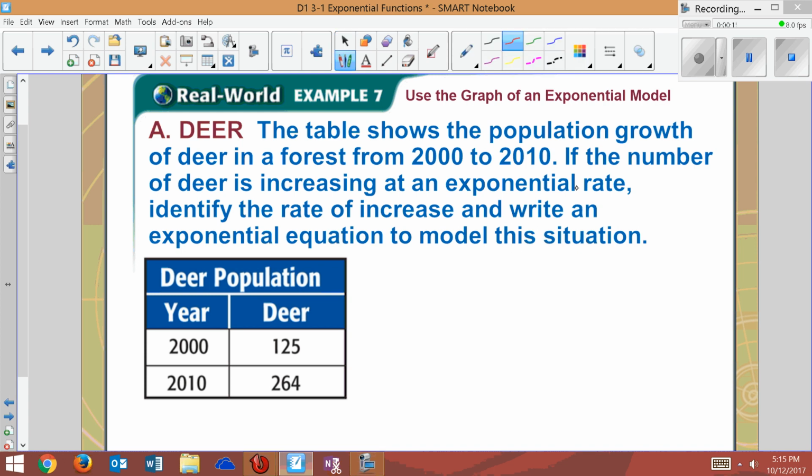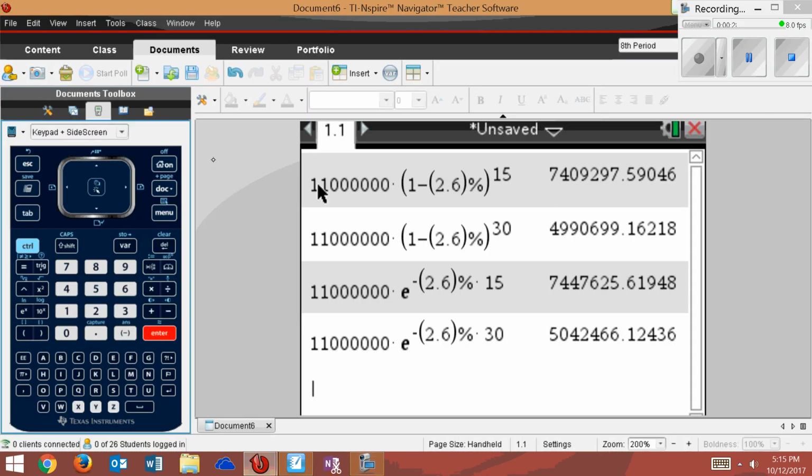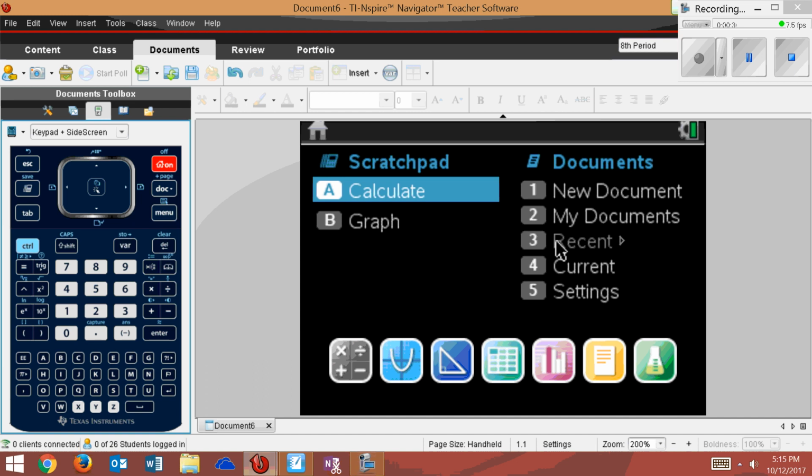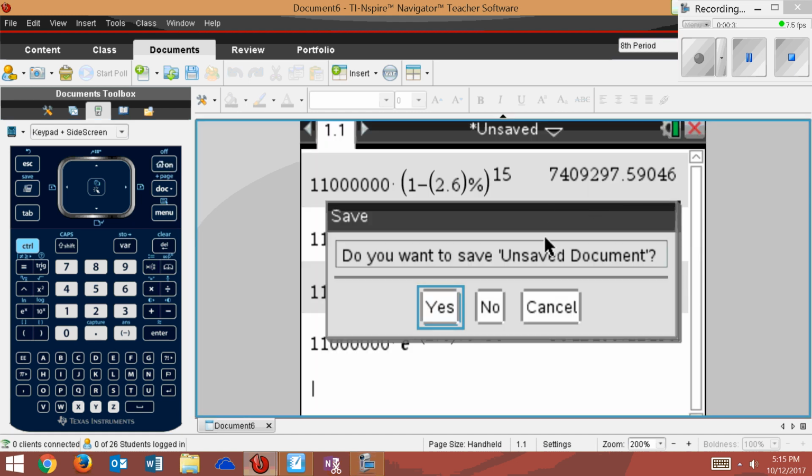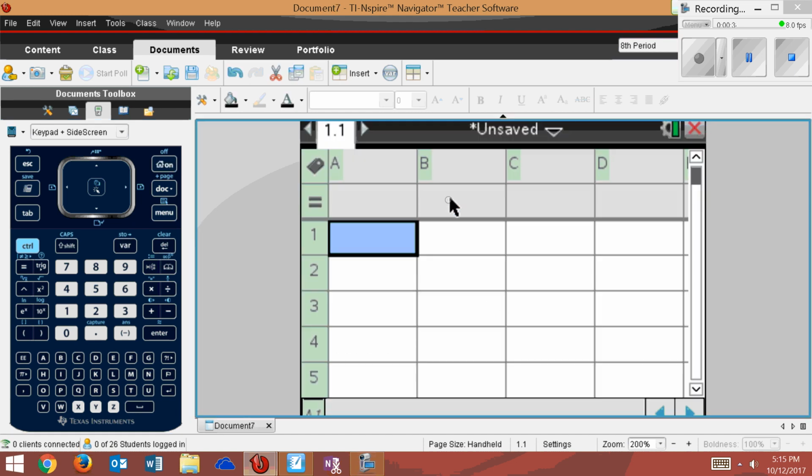So when we do this, we'll start with this and we'll call it year 0 and this year 10. I'm not going to type 2000. I'm just going to change that to a 0 and this as the number 10. So these are my values. So let's go to calculator. We're going to go to list and spreadsheets. It's a new document.